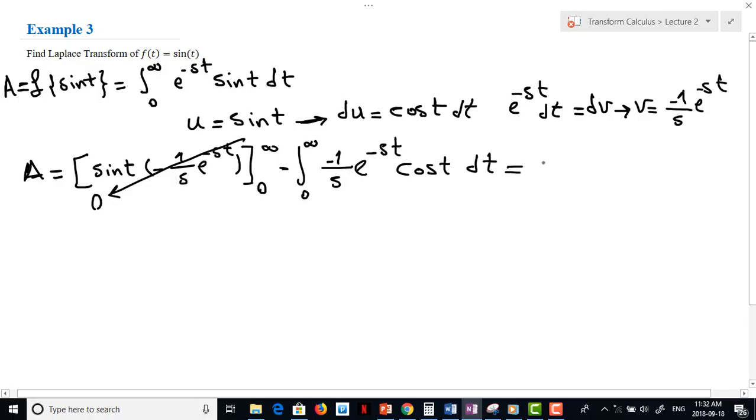So it's equal to minus times minus is plus. We have 1 over s squared, no, 1 over s, the integral from 0 to infinity, e to the power of minus st cosine t dt.